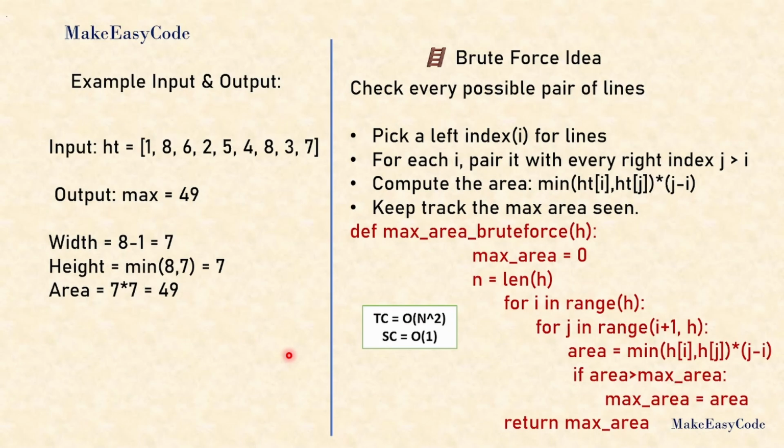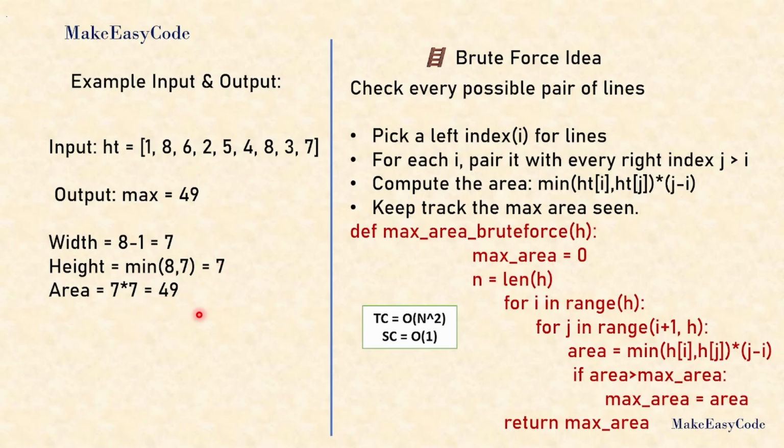Let's build the idea with simple examples. Here the example is given: height of 1, 8, 6, 2, 5, 4, 8, 3, 7, and the output is given as max equal to 49. Because the best area is between index 1 and 8. So we got the maximum area equal to 49. Here width becomes 8 minus 1, that is 7, and height equals the minimum of 8 and 7, that is 7 again, and so area becomes 7 times 7, that is 49.